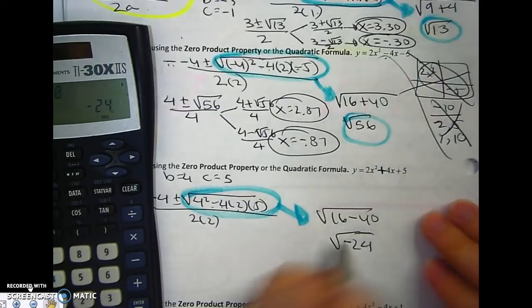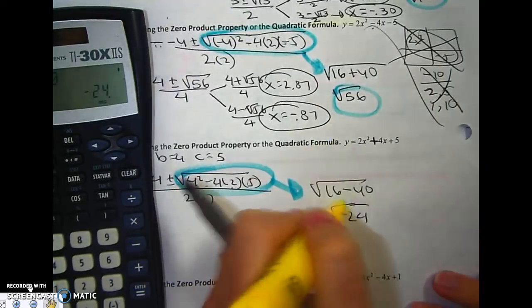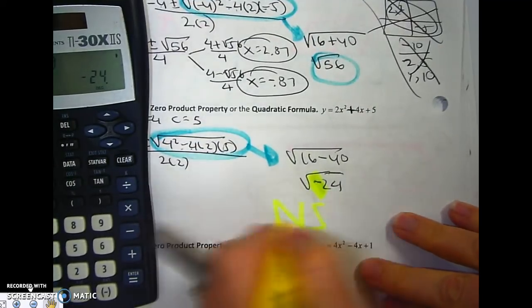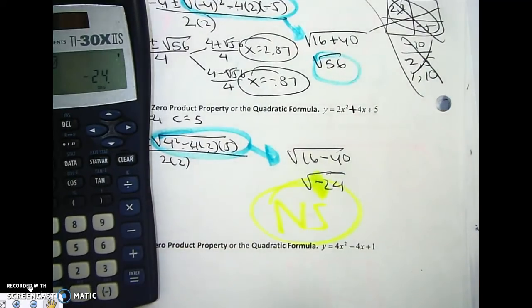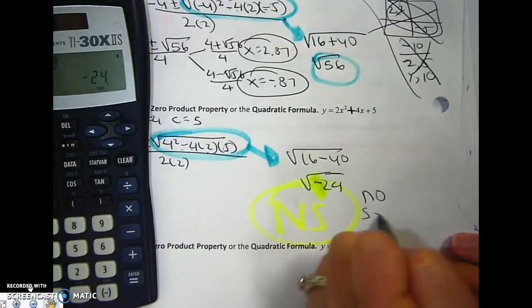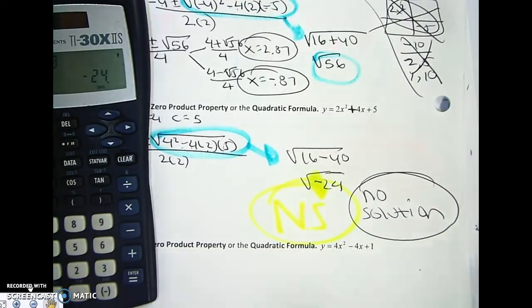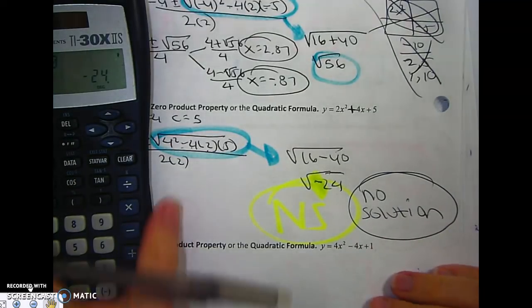Okay, we got a problem. You cannot have a negative inside a square root. If you have a negative inside a square root, your answer is NS, no solution. There is no answer that you can find right now in Algebra 1. Okay? Let's do the last problem.